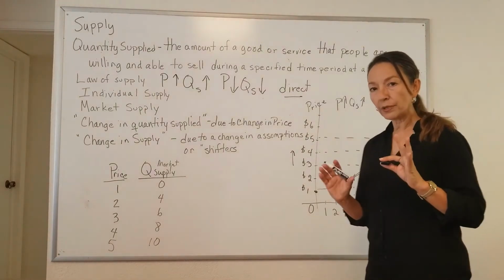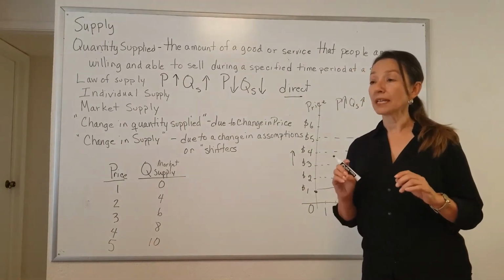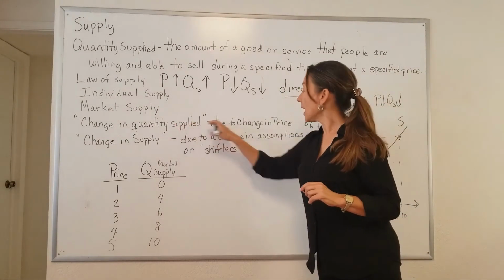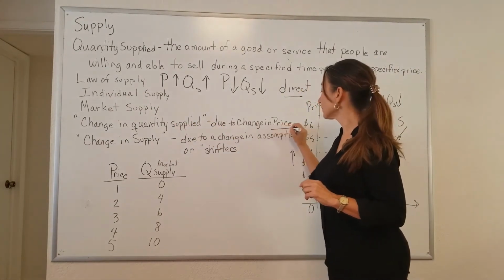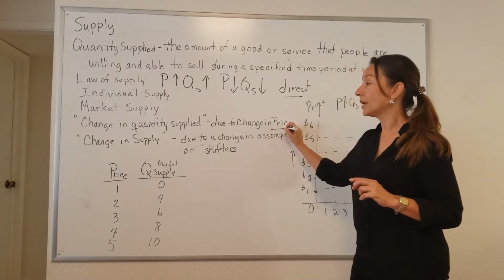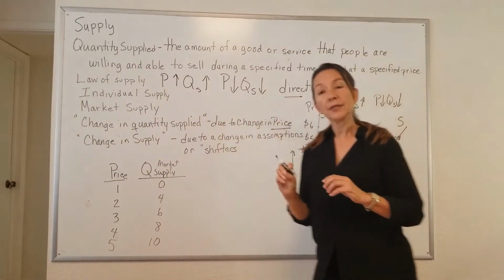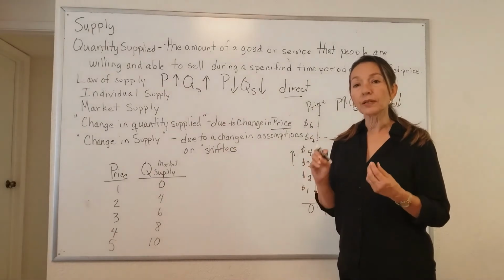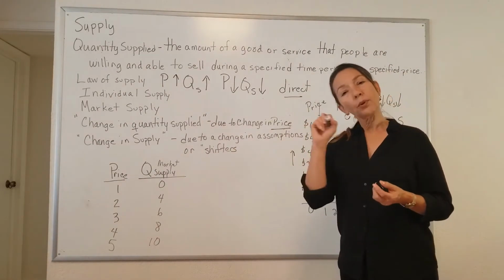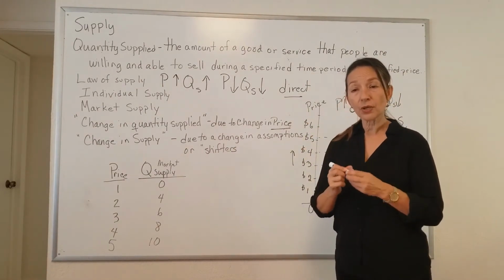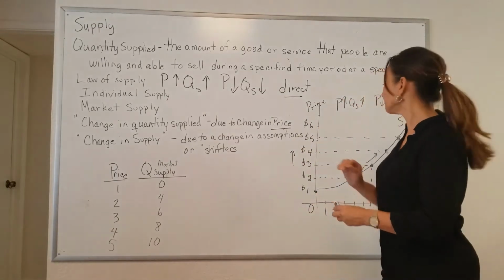So it's important to remember, and this applies to both demand and supply, anytime there's a price change, you are going to have a change in the quantity supplied, and it is going to result in a movement along the curve. So that's an important thing to remember. Write that down in your notes and keep track of that.